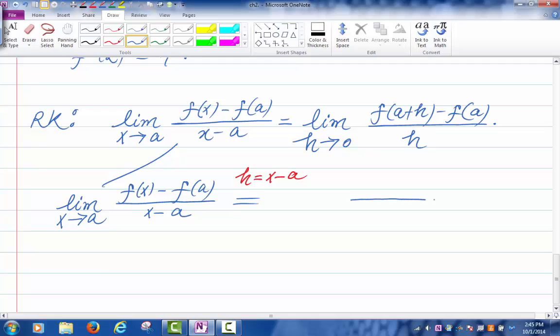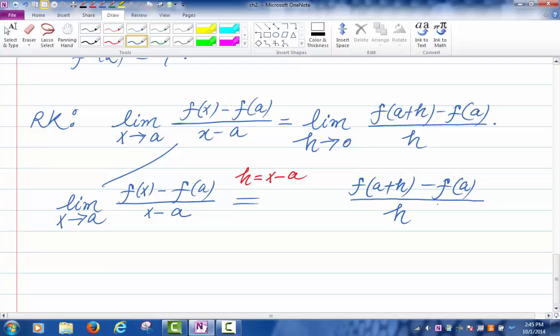Well, the denominator is just h, right? So if I take h to be x minus a, then what is x in terms of h? If h is x minus a, I can solve for x, right? If I solve for x, I'll get x will be a plus h, right? And minus f of a. So this ratio looks like this when I write it in terms of h.